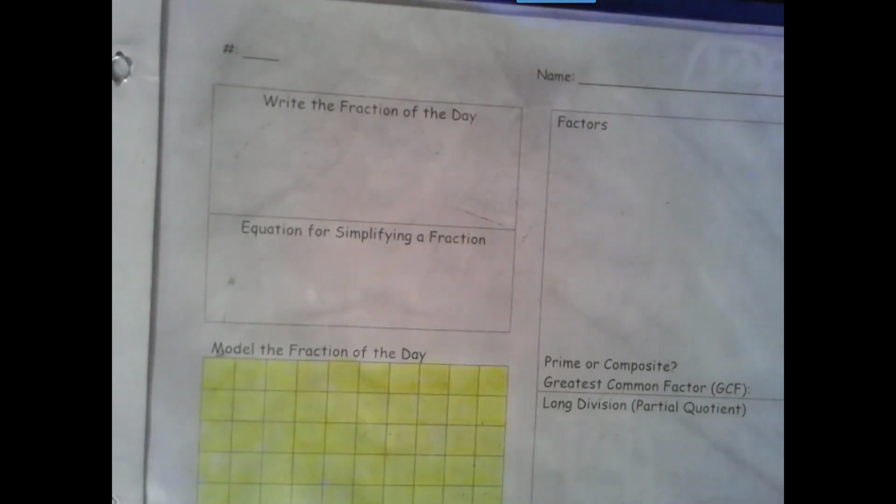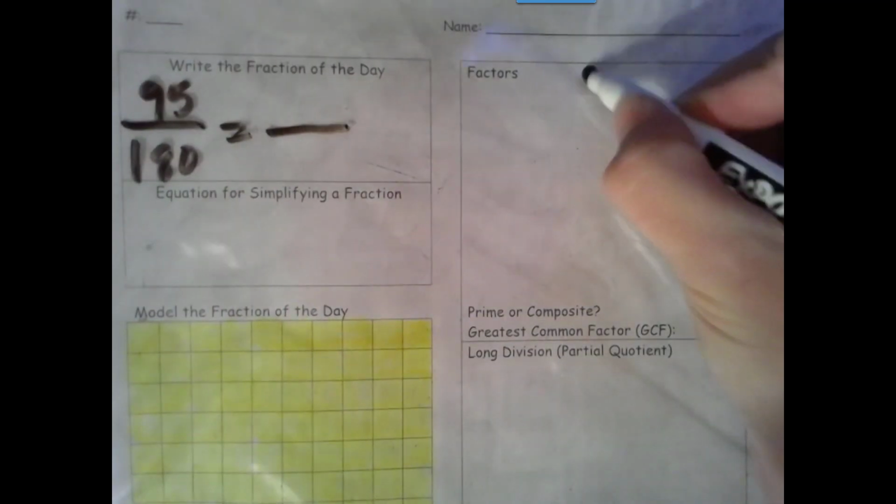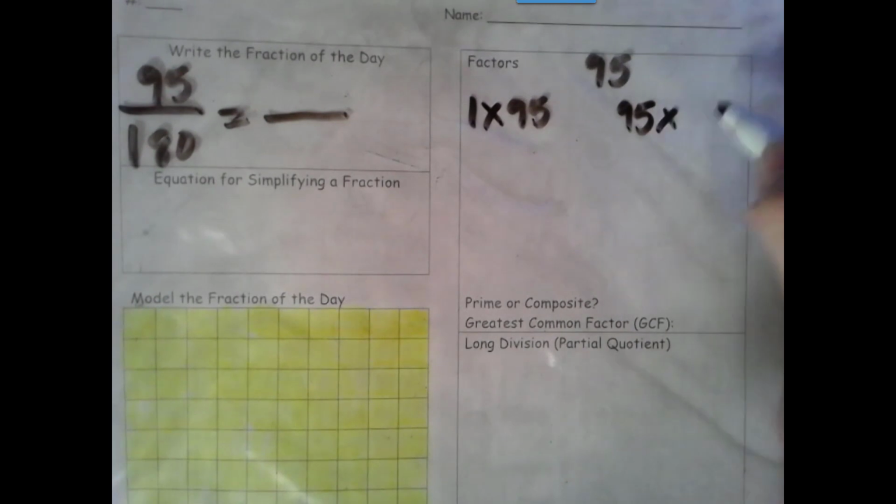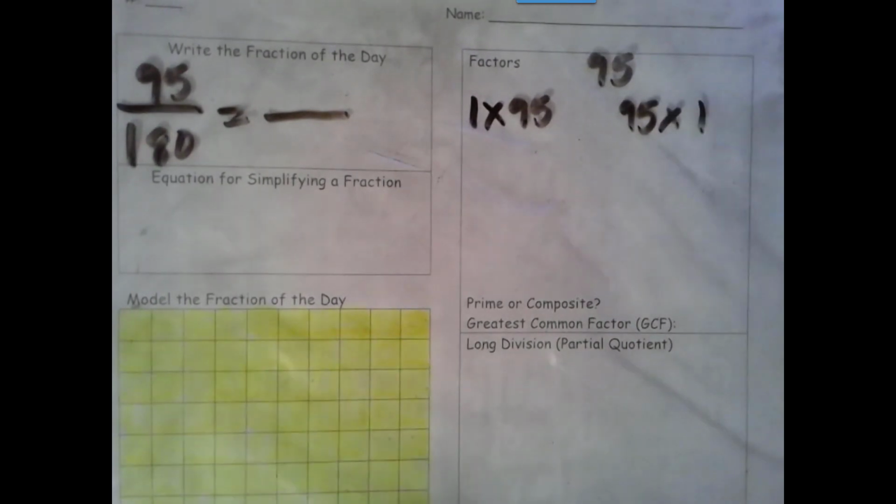Let's go ahead and get down our beginning fraction. Our denominator is 180, because that's the total amount of school days, and we are in day 95. Let's find all the factors of our numerator. Two factors we always know are 1 and the number itself. Using the commutative property of multiplication, I can write it down as 95 times 1.